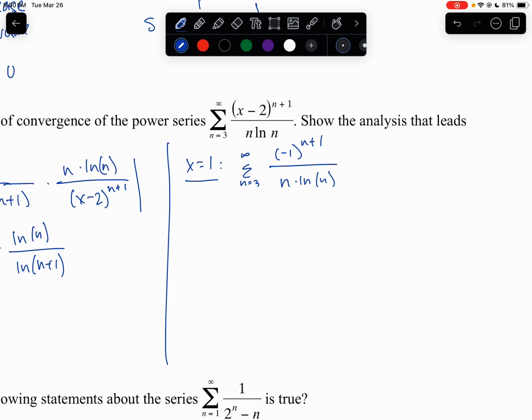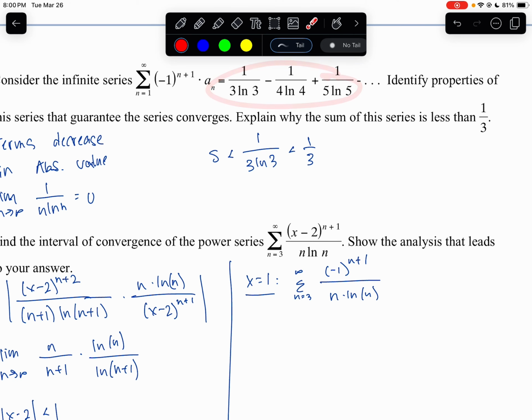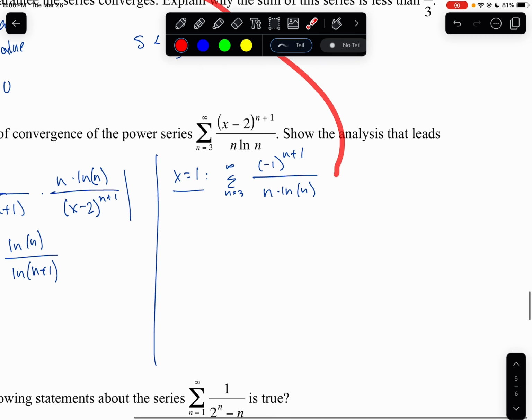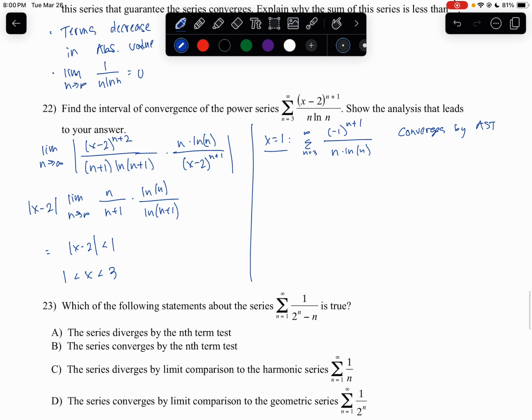So this is an alternating series, right? I mean, isn't that just what we did up here? Yeah, we just showed this up here. It converges by the alternating series test. Okay, so we're going to include this right here.